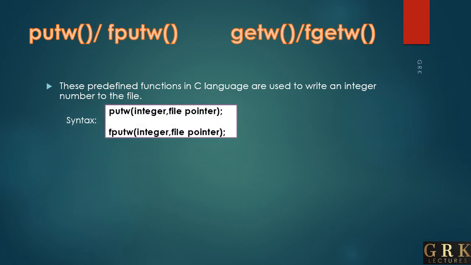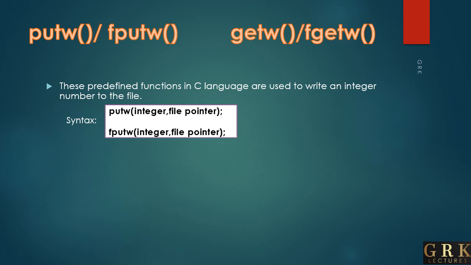Let us see the syntax of putw. Almost the syntax is similar to the putc method we discussed in the previous classes. So the putw function takes two parameters. The first parameter is an integer. Integer means the integer value we are trying to write into the file. So that value we should mention as the first parameter in the putw function.